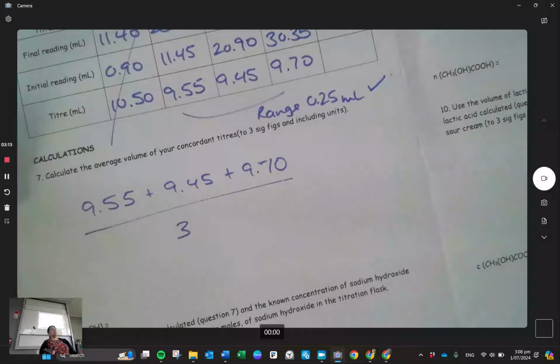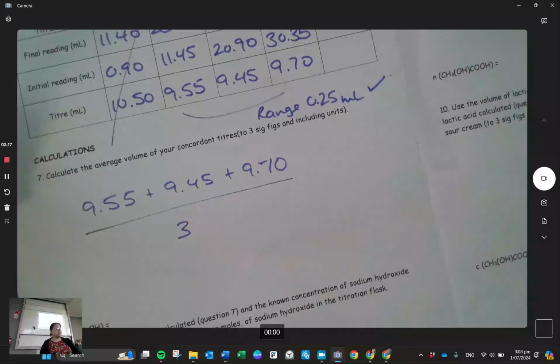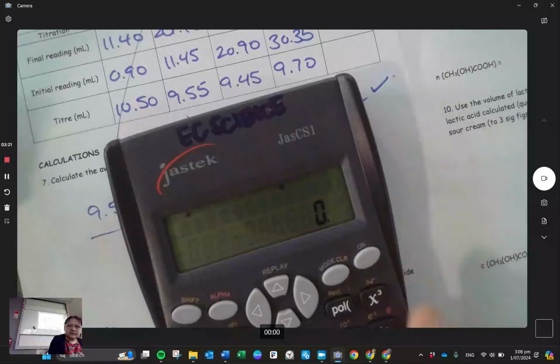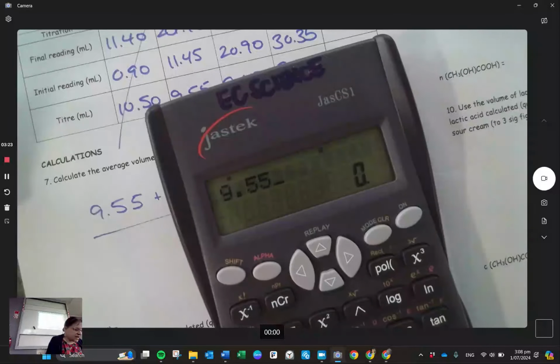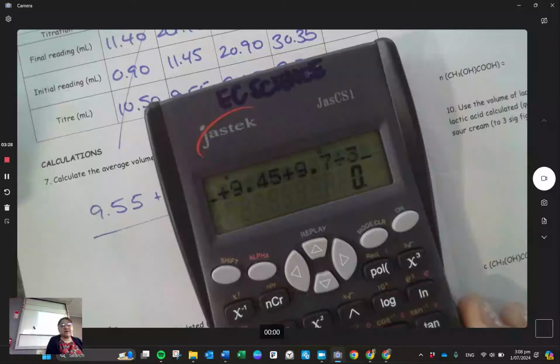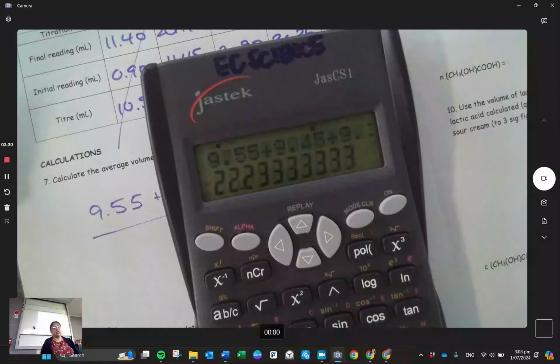When you're entering into your calculator, be very careful. You don't want to add all these numbers together and then hit divide by 3, because the only number you're going to divide by 3 is the last one. Let me show what I mean. So 9.55 plus 9.45 plus 9.7 divided by 3. If I did it like that and I push enter, my average is 22.23. Does that make sense for an average? Is that in the middle of the 3 values I had? No. So that's pretty obvious that you haven't done your math right.